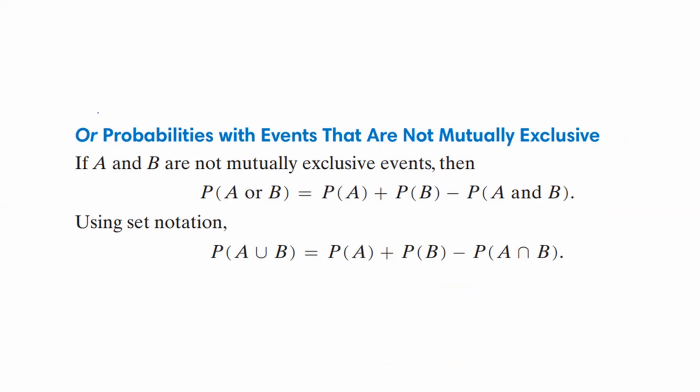So this is what it looks like in equation form. If A and B are not mutually exclusive, then the probability of A or B is the probability of A plus the probability of B minus the probability of A and B. In set notation, that looks like the probability of A union B, the union being the "or", is the probability of A plus the probability of B minus the probability of A and B. The upside down U is what "and" is equal to. Okay, so that's how it's going to look.